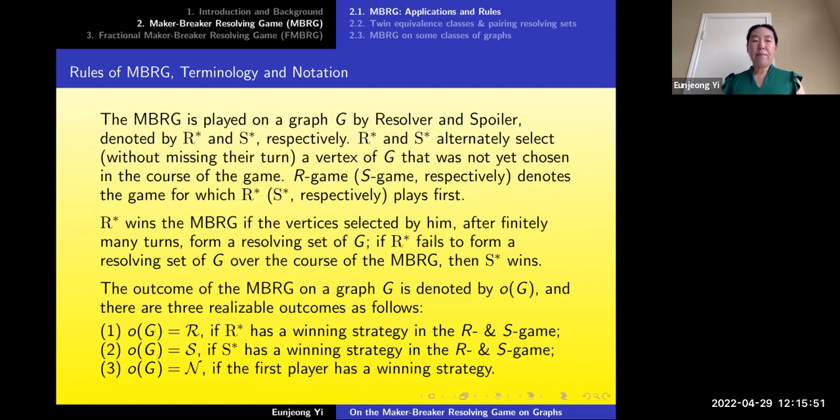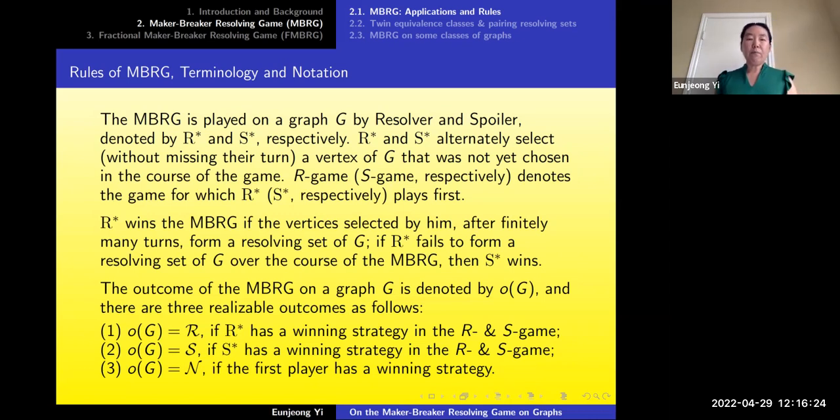The resolver wins the MBRG if the vertices selected by him after finitely many turns form a resolving set of the graph G. Otherwise, the spoiler wins. What we assume is that each player plays optimally. The resolver wants to occupy vertices that form a resolving set, whereas the spoiler would do her best to prevent the resolver from occupying a resolving set.